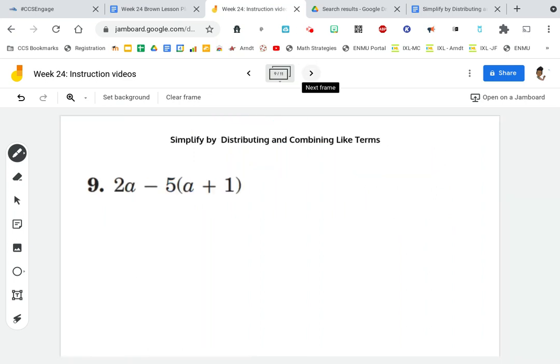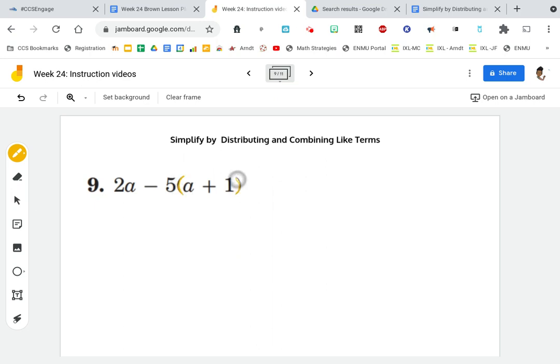Next problem. Again, simplify by distributing and combining like terms. If I'm going to distribute, the key thing I need to look for is parentheses. And if you notice, I have parentheses right here.